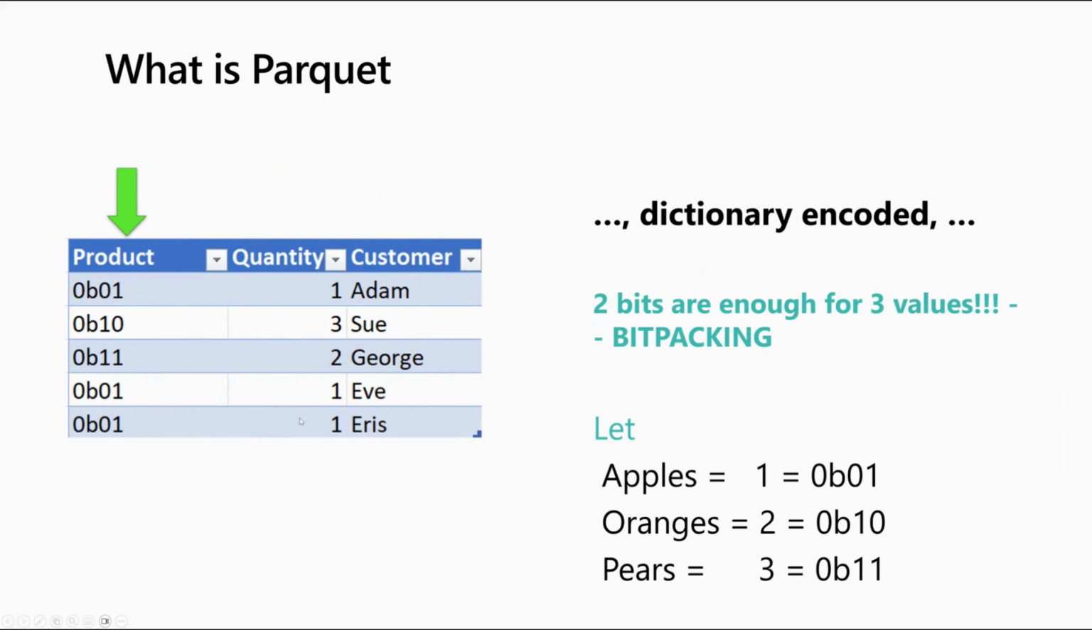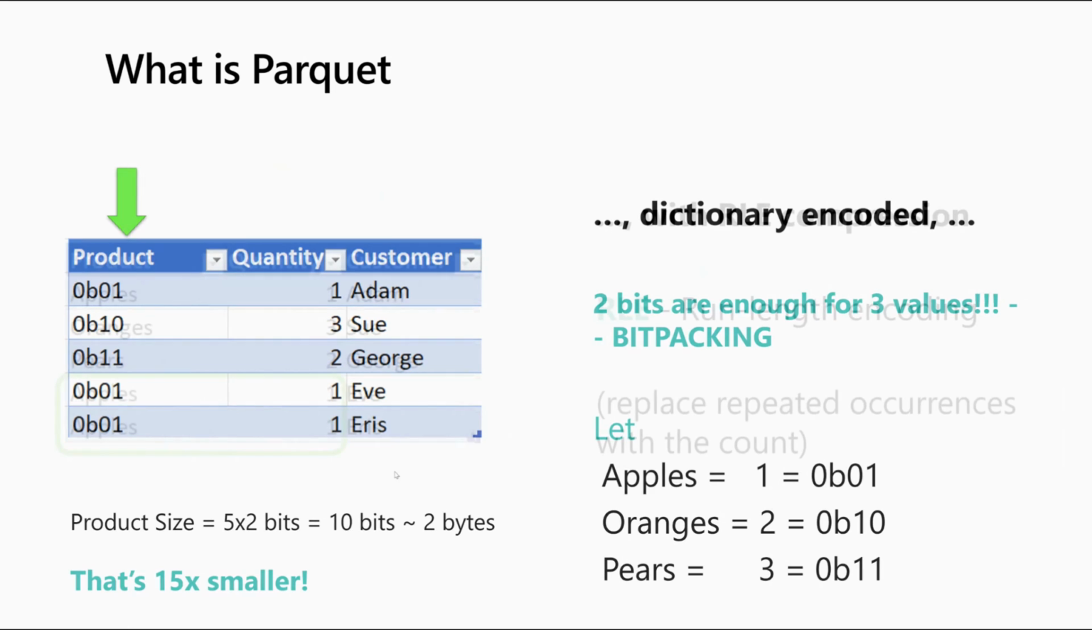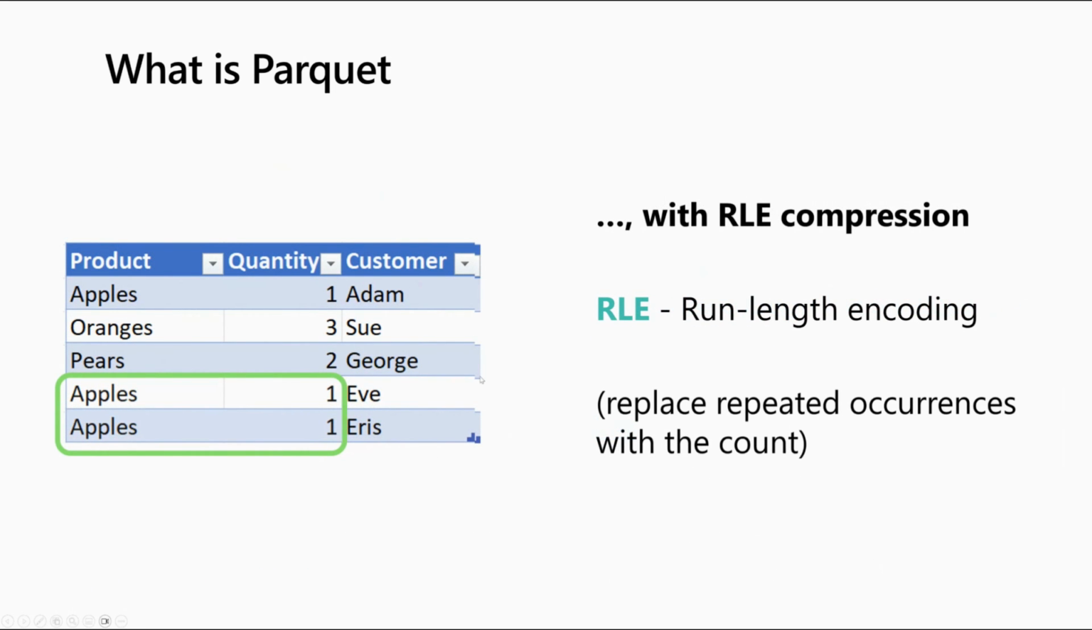But wait, you may remember again from computer science that 2 bits are sufficient to pack 3 distinct values. This is what's called bit packing. So instead of representing apples as a full 4-byte integer with the value of 1, we can represent it as 2 bits, right? And this is a new encoding. And in this new bit-packed encoding, the size of this product column becomes 10 bits, which is rounded up to 2 bytes. This is 15 times smaller than what we had in the original representation. Now, the third thing that Parquet does very well is called RLE compression.